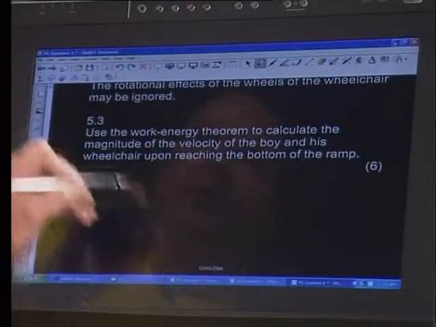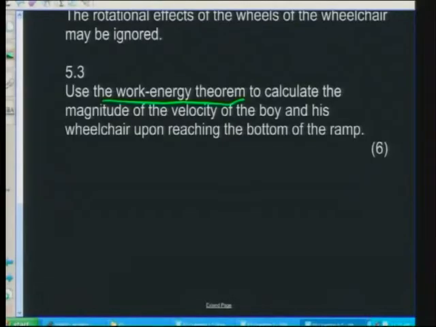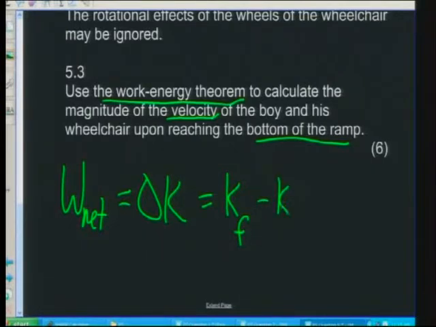It says, very important to read the question and to take note of where the hints are. Use the work-energy theorem to calculate the magnitude of the velocity of the boy and his wheelchair upon reaching the bottom of the ramp. Now, sometimes in the previous exam paper questions, they've actually asked you to state the work-energy theorem. You need to know the work-energy theorem. You need to know it really well. And what does it say? It says the net work is equal to the change in kinetic energy. And when we say change in kinetic energy, we mean final kinetic energy minus the initial kinetic energy.